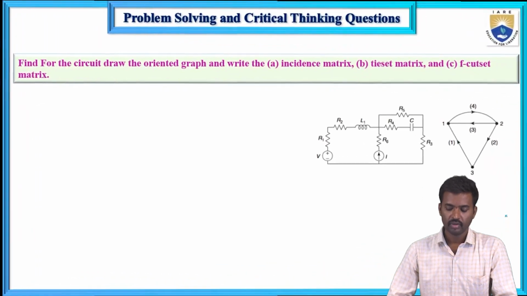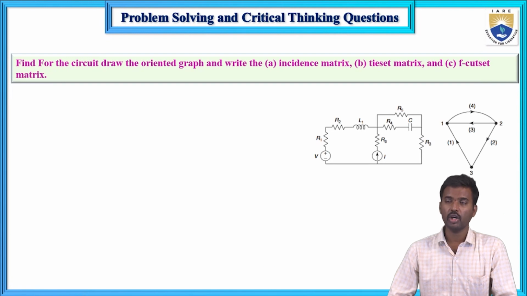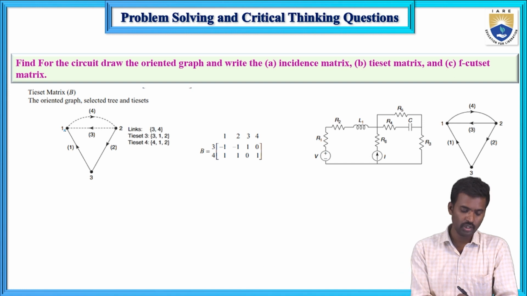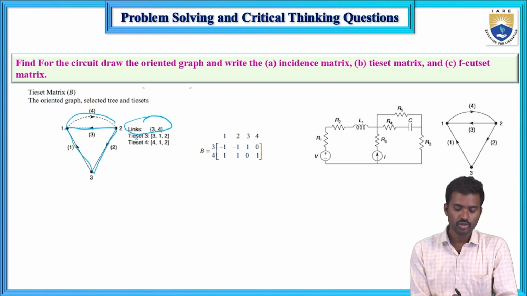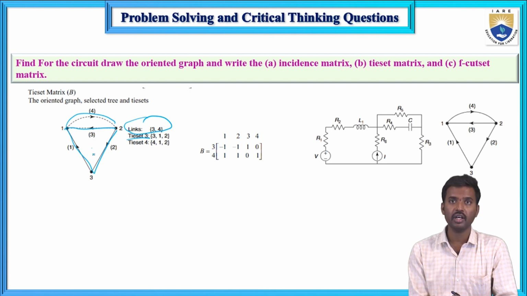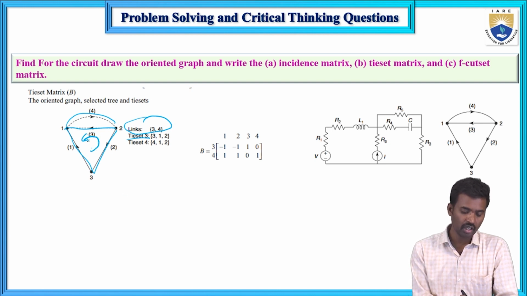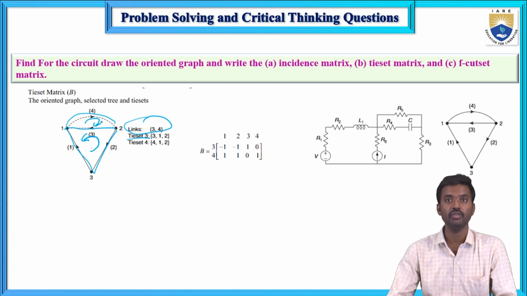And next, here the possible number of trees; I am selecting this tree only. For this case, 3 and 4 are links. So now for this tree, 3 is in this direction. What is the clockwise or anti-clockwise direction? It is anti-clockwise in the direction of 3, and clockwise in the direction of the 4th branch. So the loop matrix tie set direction is always in the direction of the link direction.